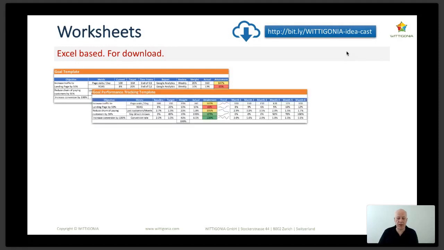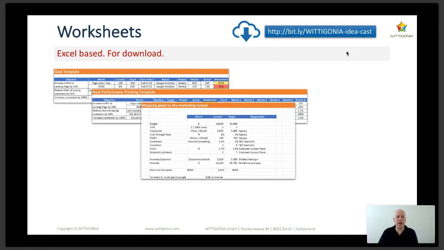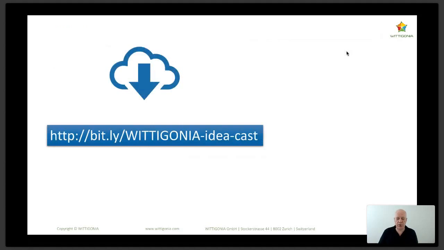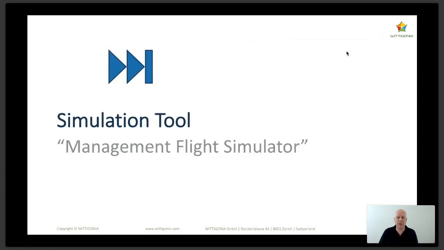So the goal template, the tracking template, the example how you map, in the, let's say, imaginary conversion flow, how you map the goals to the conversion flow and make sure that you articulate who's accountable. And here's also a little worksheet that you can adopt to your performance incentive scenario, for example. So all of these are available for download.